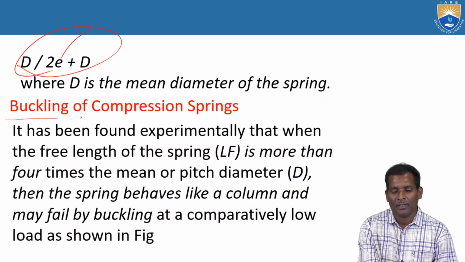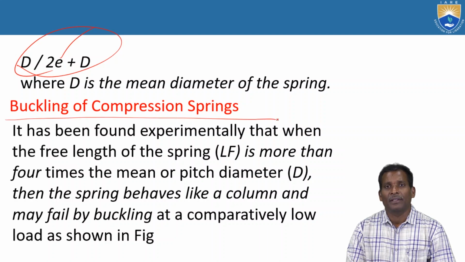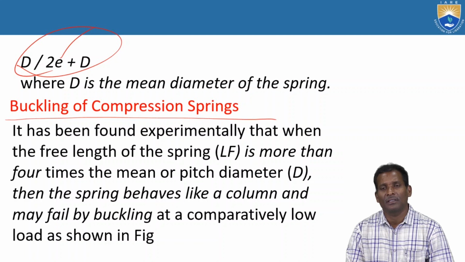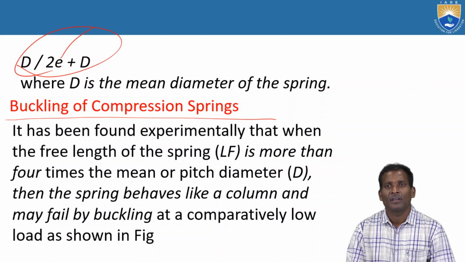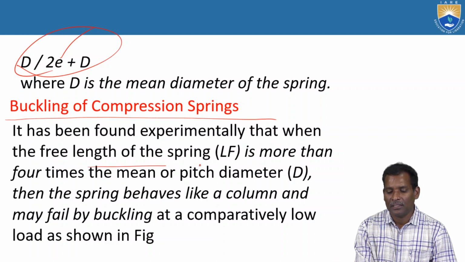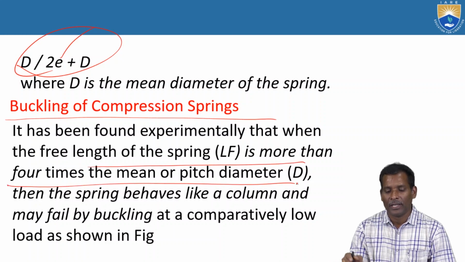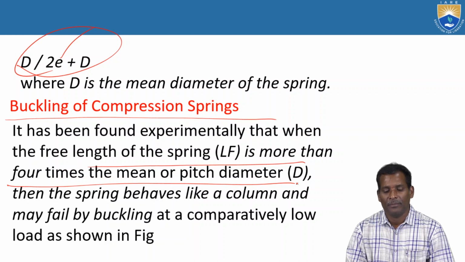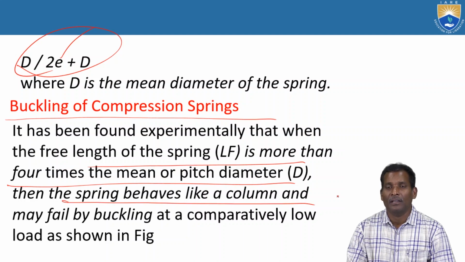Next important term in springs is buckling. Buckling of compression springs is very important in the design of springs. It has been found experimentally that when the free length is more than 4 times the pitch diameter or mean diameter, the spring behaves like a column, so it may fail by buckling load.